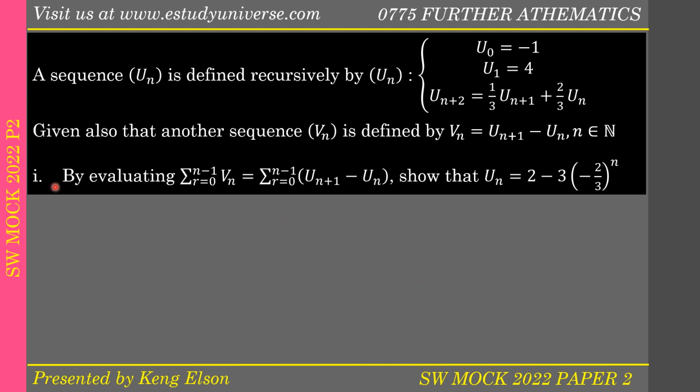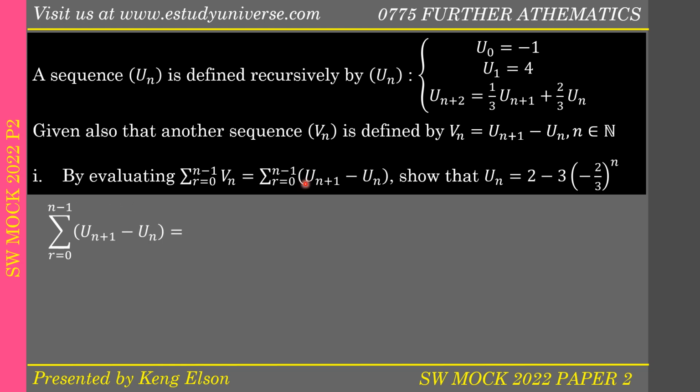Okay, now by evaluating this sum, show that un is equal to 2 minus negative 2/3 to the n, and later find the limit of un. Okay, so let us evaluate the sum. So this is the sum we are evaluating.